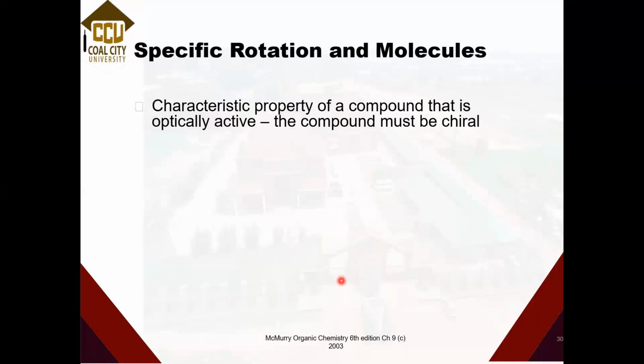Specific rotation and molecules. It is a characteristic property of a compound that is optically active; the compound must be chiral. So note that before a compound can be optically active, it means that compound is chiral. And you already know by now what it means for a compound to be chiral. It has to have what? A tetrahedral carbon, which has 4 different substituents around it, which we call a chiral center. Is that okay? We've seen how to identify chiral centers in molecules in our previous module. So if you do not know that, go back and watch that video and understand it properly. So before we can say a molecule is optically active, that molecule must be chiral.